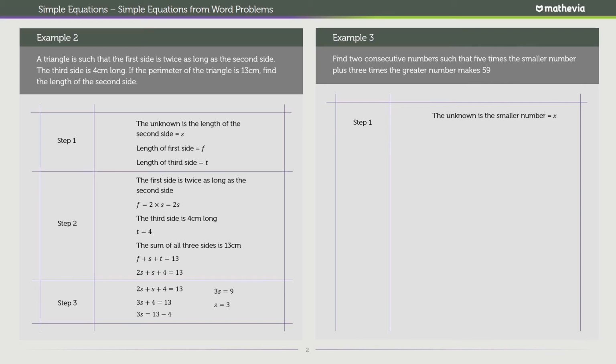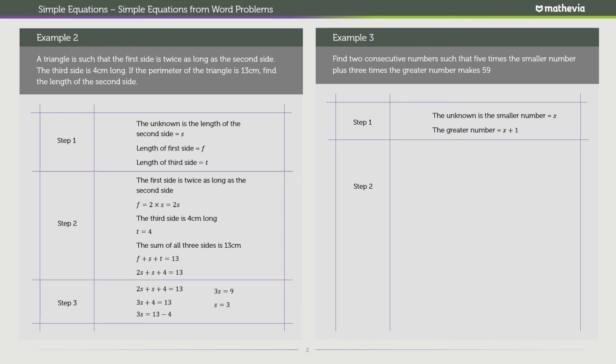Now, the unknown is the smaller number. We're going to go with the smaller number and call it x. If you have two consecutive numbers, let's say 2 and 3, and one number is x, the second number would be x plus 1. The second number is always 1 greater than the first one. So if the smaller number is x, the greater number would be x plus 1.